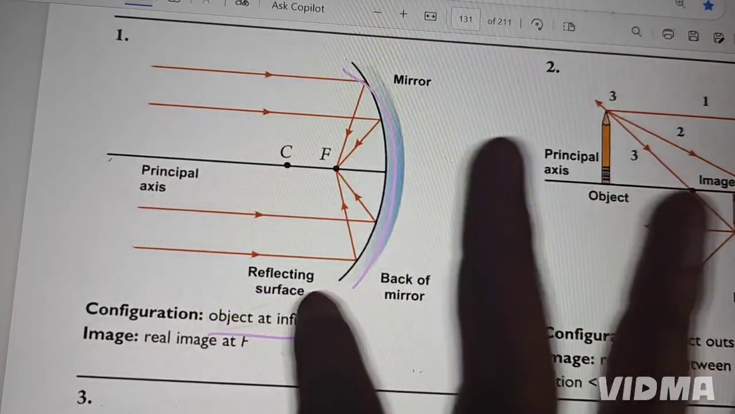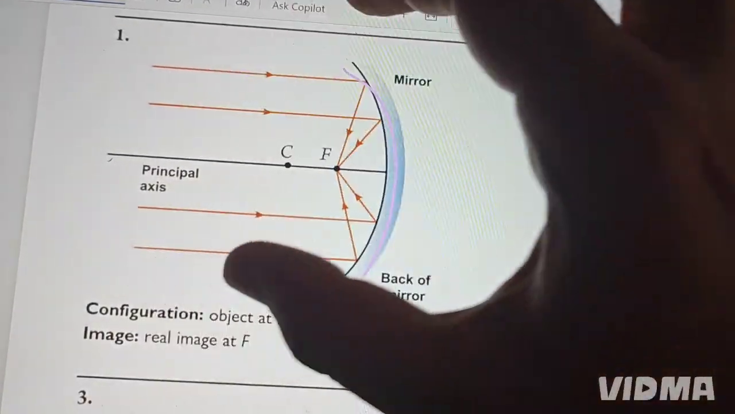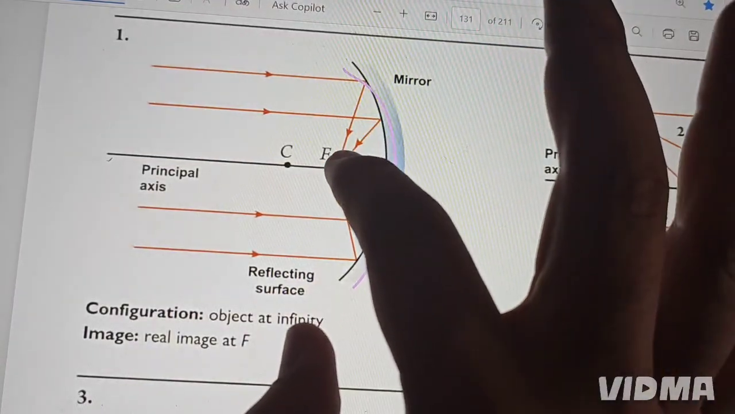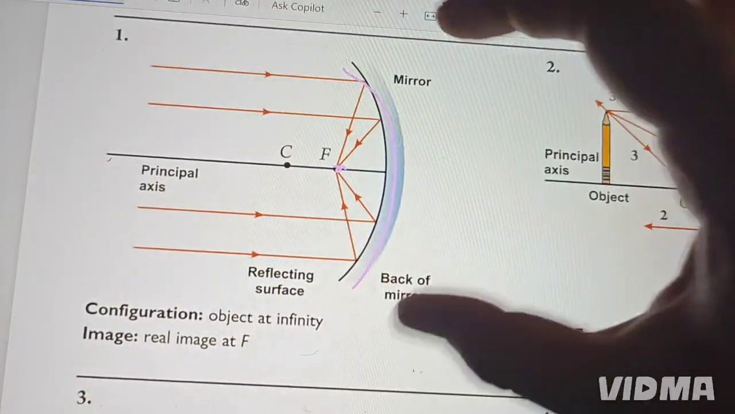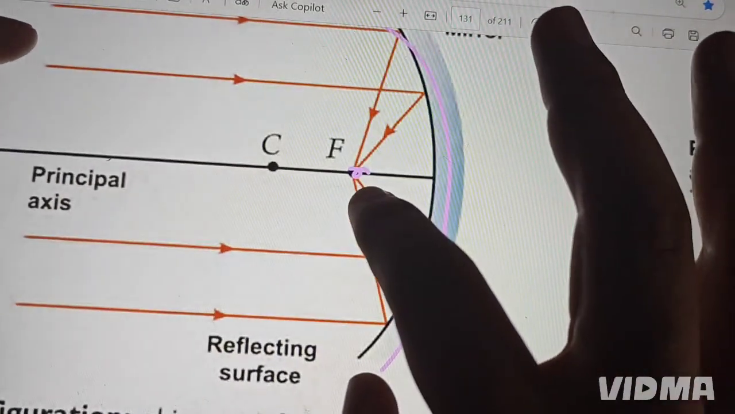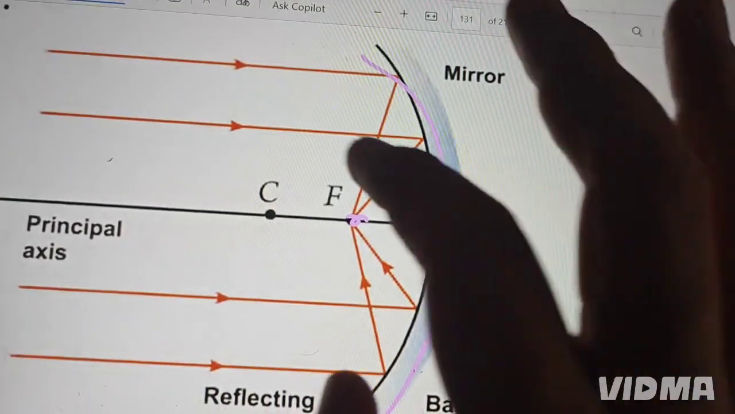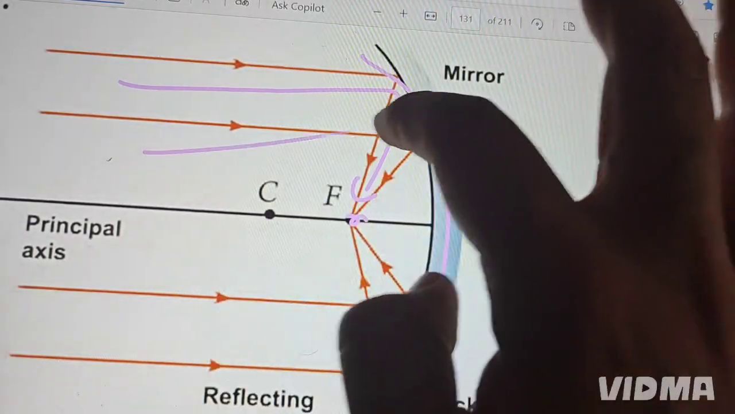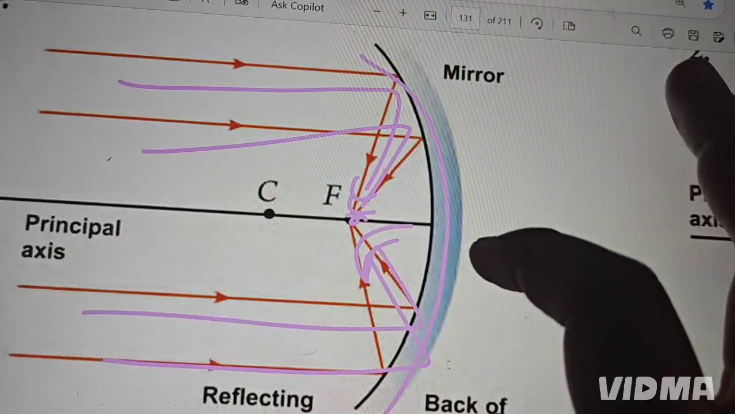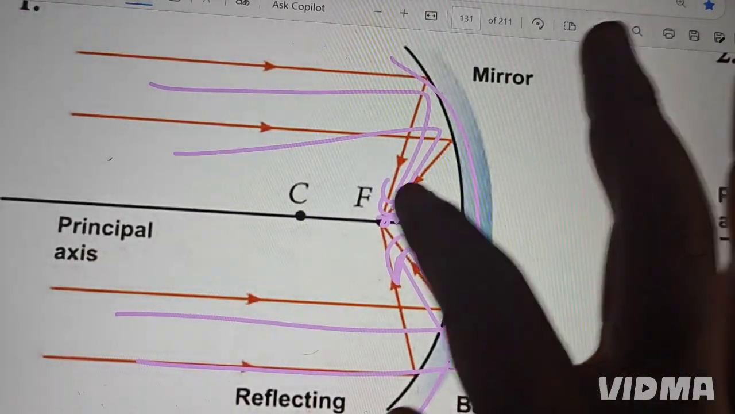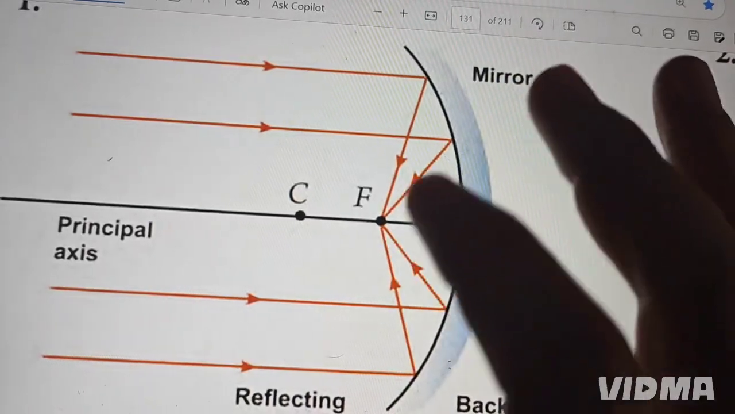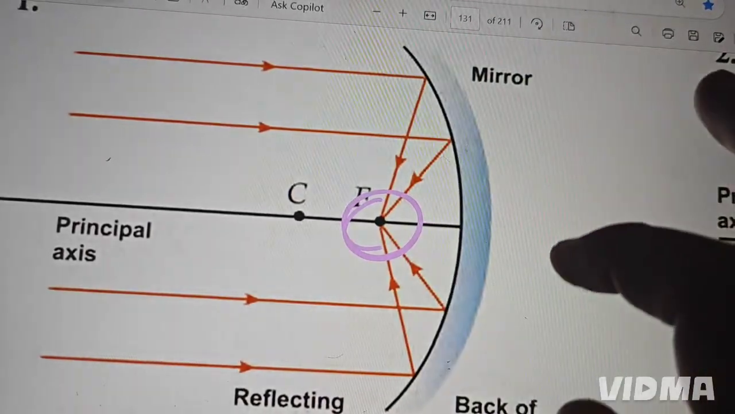So the object at infinity, if you notice that all of the light came in the same direction, and all of them they are reflecting, and all of them they are focusing on this point. After reflection, all of them they are focusing in this point, on this focal point. All of them they are reflecting and intersecting and passing through this point. So because all of them they are passing through this point, it means that image is going to be formed on this focal point.